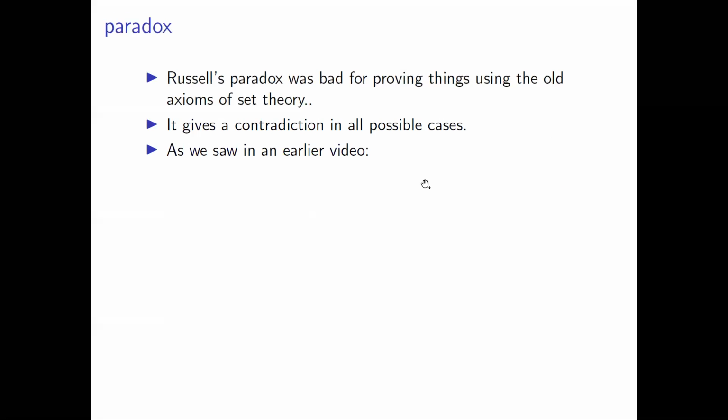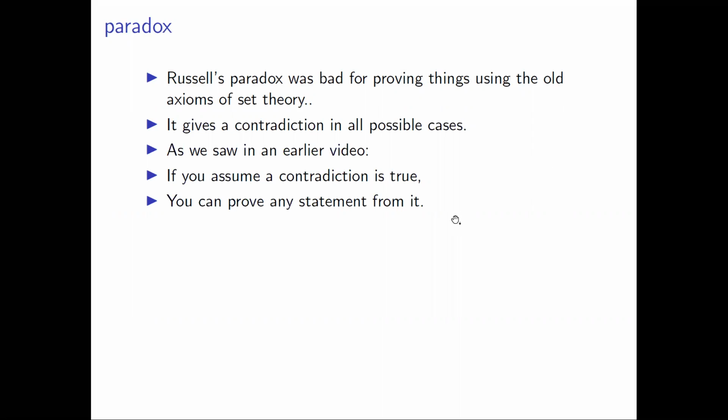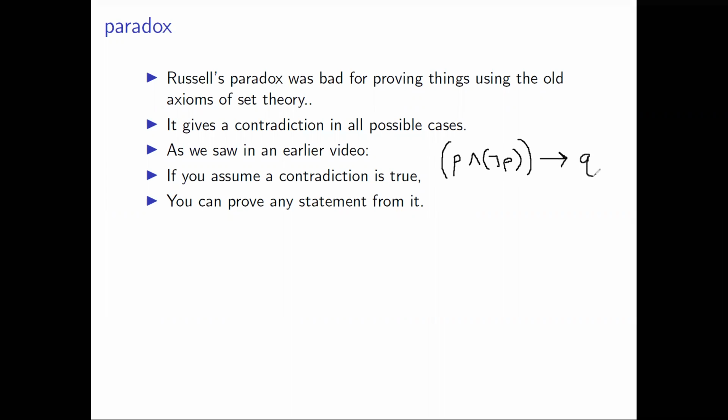Why is that? Well, we saw something in an earlier video, which is closely related to this. What we saw is that if you assume a contradiction is true, then you can prove any statement from it. The way that we can write this in propositional logic is P and not P. So there's a contradiction right there. For any proposition P, P and not P will be a contradiction. And this implies Q for any proposition Q. So if you have a contradiction, you can prove any proposition from that contradiction.